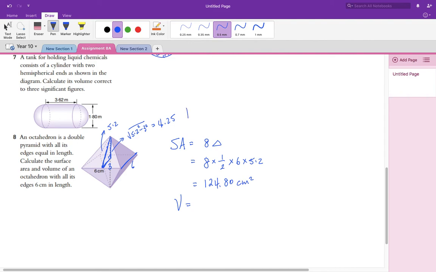So the actual height, actually don't worry about it. We can just do them separately. So it's going to be 2 times a third times A times H. This part is just the volume formula for pyramids, right? But there are 2 pyramids. That's why I times it by 2. So 2 times a third times the base is 6 times 6. The height is 4.25. And this will give you the answer, which is 102 centimeters cubed.